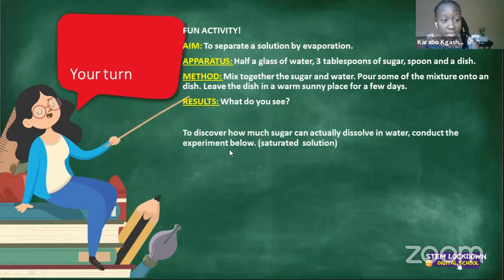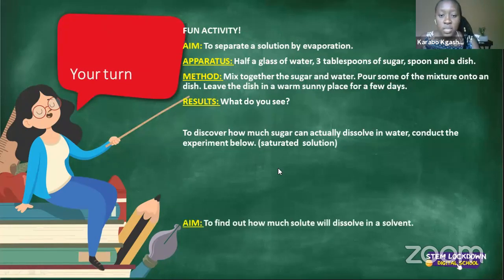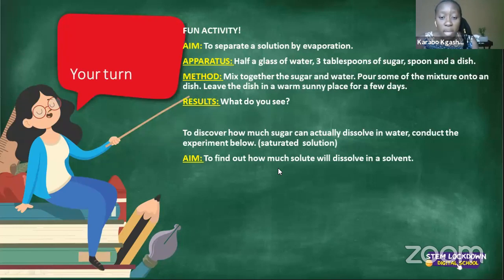Now the next activity, we're going to discover how sugar can dissolve in water. So we're actually going to do this activity now. I'm going to stop sharing the screen and show you some of the stuff. What we're going to be doing is testing saturated solutions. So what do you need to do? You need to find out how much solute will dissolve in a solvent.